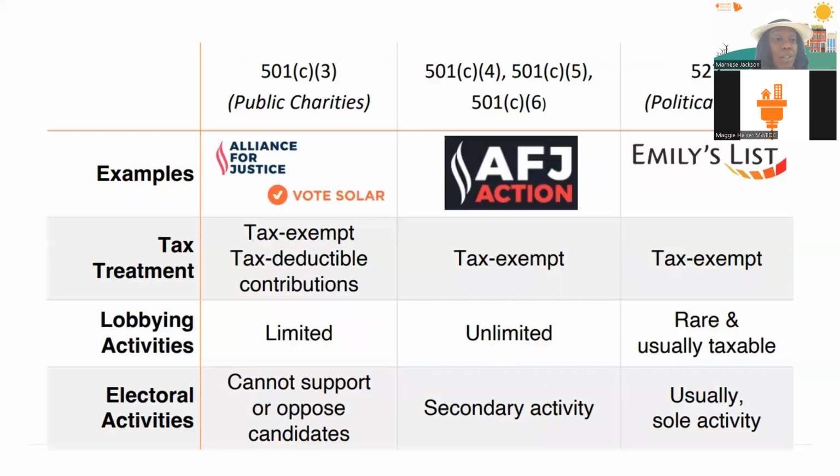And so these are some examples of 501c3s, 501c4s, 501c5s, and 501c6s. And then you have the political organizations, 527s. For the tax treatment, 501c3s are tax exempt with tax deductible contributions, their lobbying activities are limited, and their electoral activities can't support or oppose candidates.